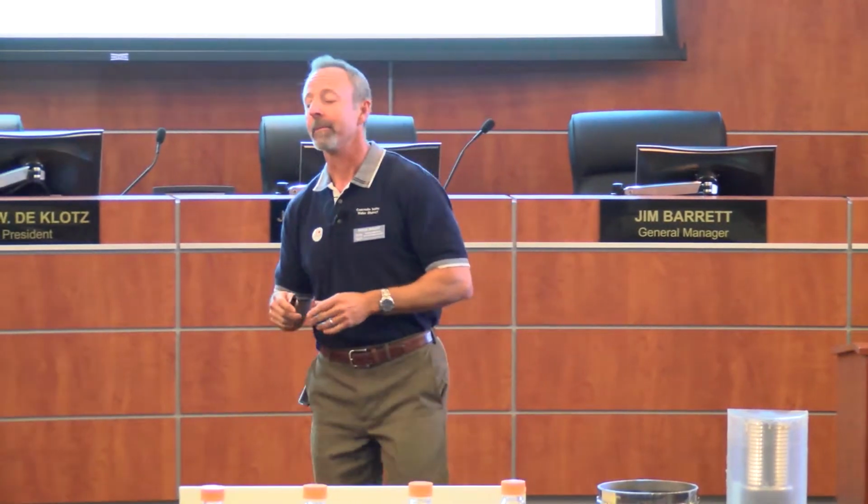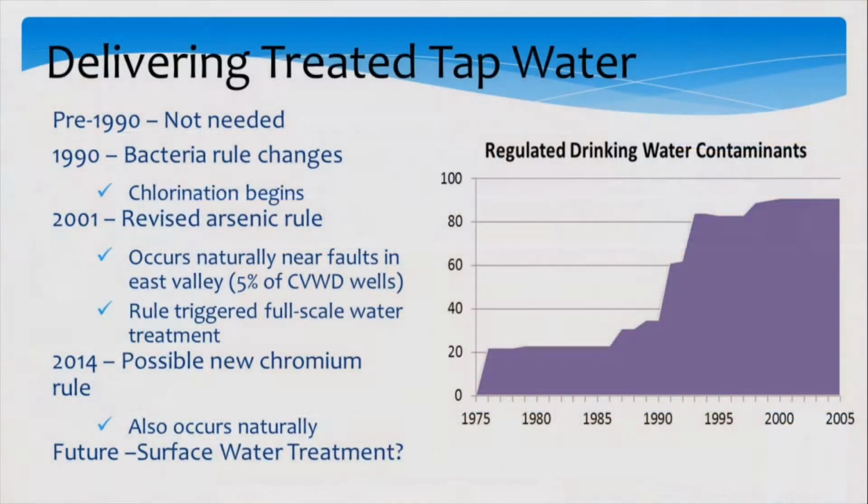So then we started treating the water. Before 1990, we pumped the water out of the ground, into the pipes, everything was great. The regulators developed a new regulation for bacteria called the total coliform rule, and as a result of that rule, we started to disinfect to comply with it. So we add a little bit of chlorine to the water, typically several drops for a gallon. It's about 0.2 milligrams per liter, parts per million. Your pool is about 1.5 to 2 parts per million. So just a fraction of what you would find in a pool.